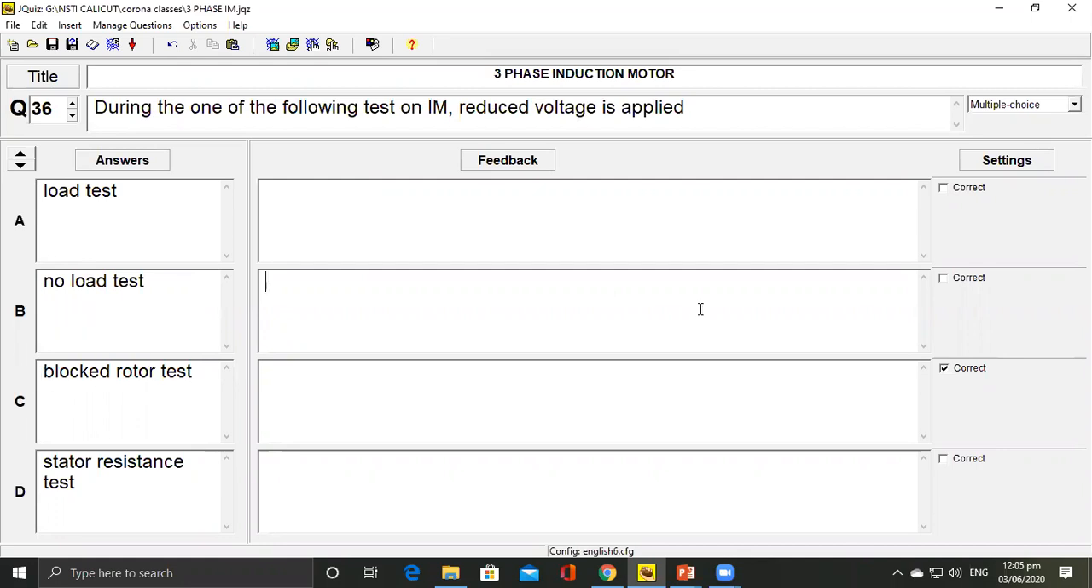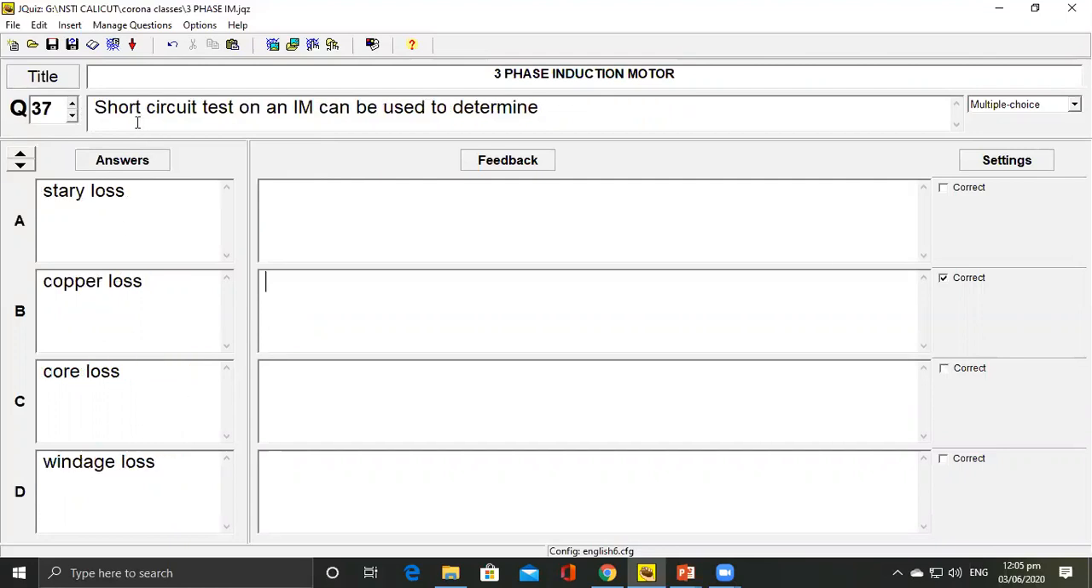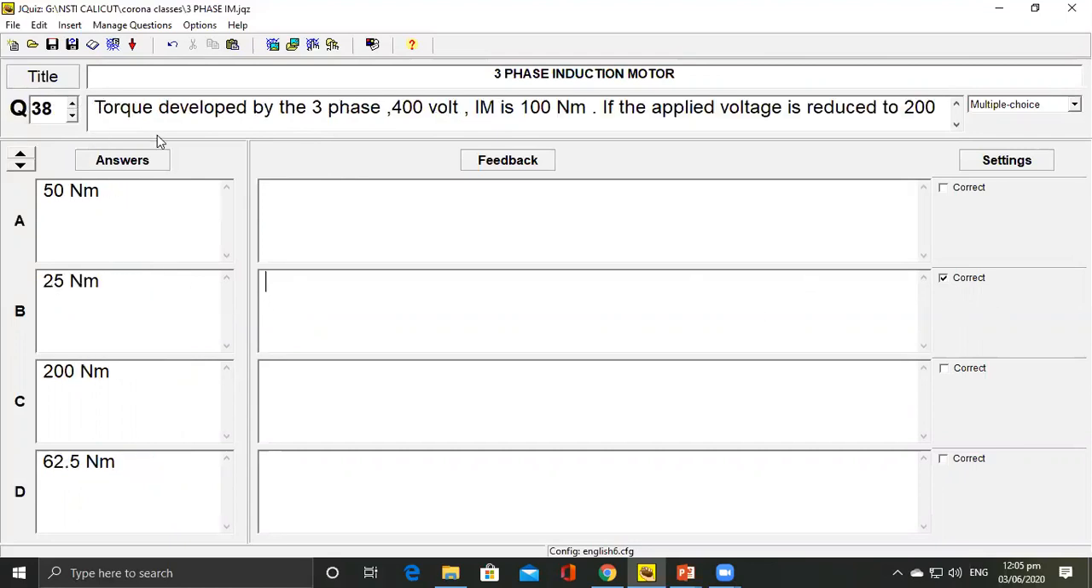Now in the load test we apply the rated voltage, so current will be very low. The star resistance test is not related to the induction motor. So the answer will be blocked rotor test. The 37th question: the short circuit test on an induction motor can be used to determine what? What is a short circuit test? It is like a blocked rotor test. It is used for finding the copper loss. That will be our answer. Option B will be the answer.